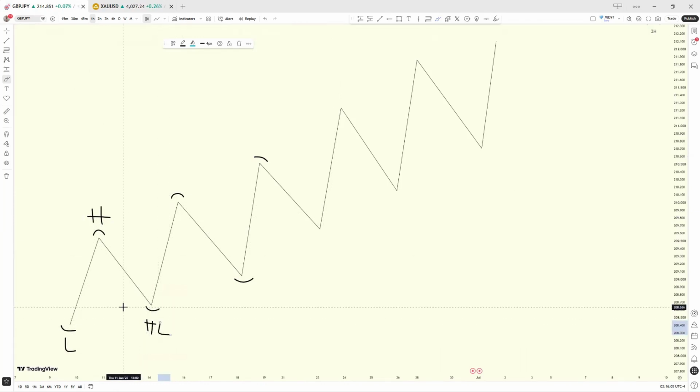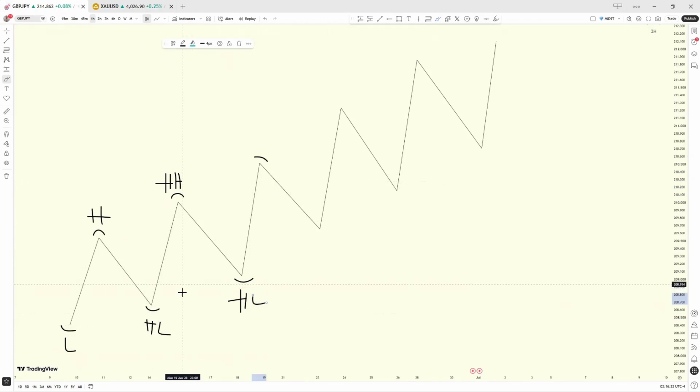Just as the term implies, this is a low, but this is a higher low. It is still a low, but it is higher than this. The same concept or the same thought process for this. This is a high, but we call this a higher high. All right, this is another low, but it is higher than this low, so we call this a higher low.